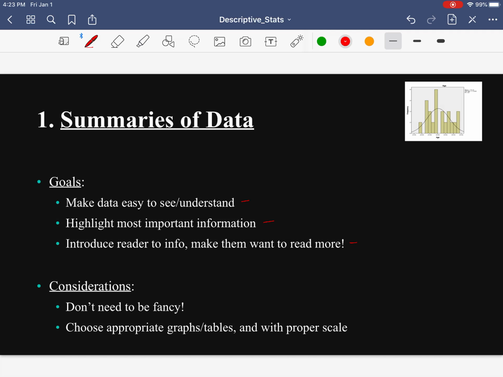Considerations for this: this is not the time or place to be fancy, folks. Keep it simple. If you get into the habit of reading a lot of research studies, sometimes you see they're just trying too hard, like a 3D bar graph, where you know what? I can probably better see just a regular old bar graph. If your information is cool, then I'm going to want to look at the bar graph. But no fancy bar graph is going to make boring information interesting. So keep it simple, and then just choose appropriate tables or graphs, and use appropriate scale, obviously.